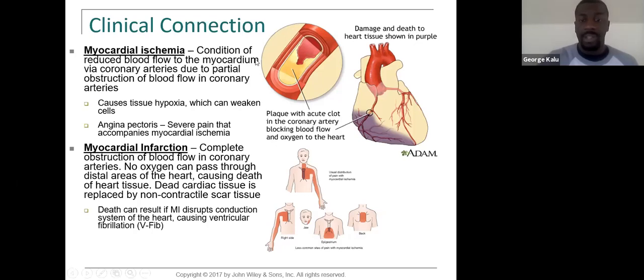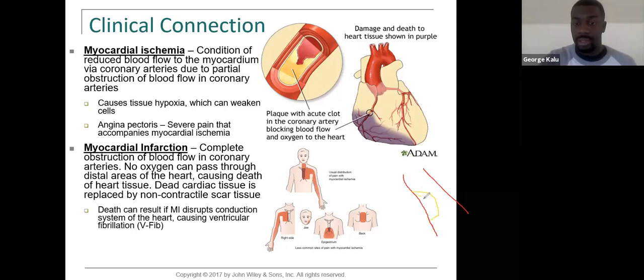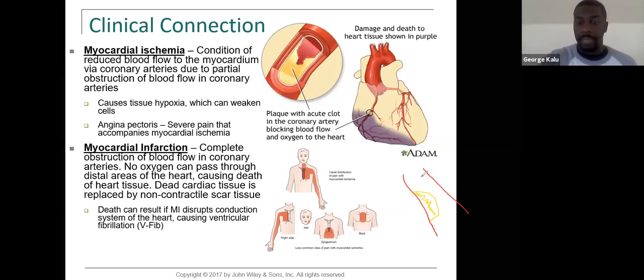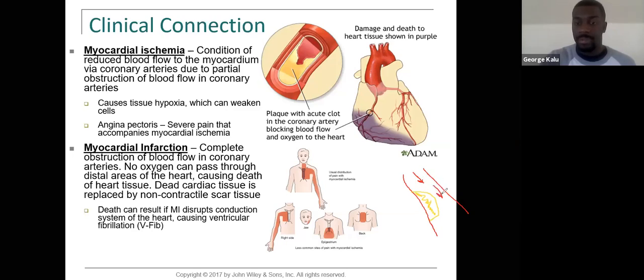Okay? And so if I were to kind of draw out what a myocardial ischemia would look like, let's say this might be one of our blood vessels over here. And then you might have some plaque buildup, kind of like this. So here's our plaque. Okay. And so as a result of this plaque buildup, now you have reduced blood flow to this specific region instead of having nice, easy blood flow.